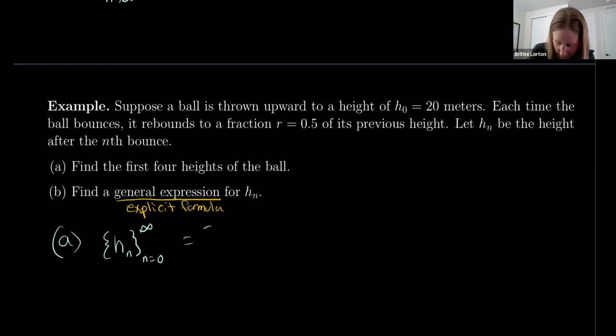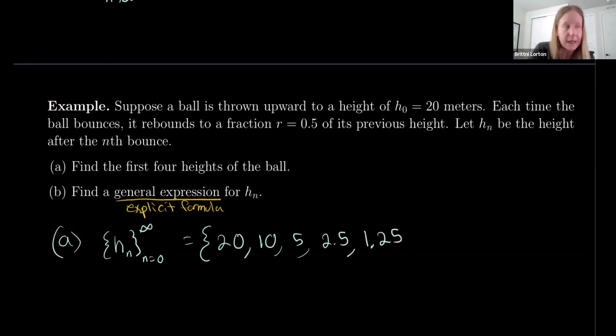We don't need to list out all of the work. We can do this in our head. It starts off at a height of 20. That was given. And then the ball falls and it bounces back up to 1/2, 0.5 of its previous height. So that would be 10. And then it does it again. Then it rebounds back to 1/2 of its previous height. And then it does it again. It rebounds back to 1/2 of its previous height. And then it does it again.